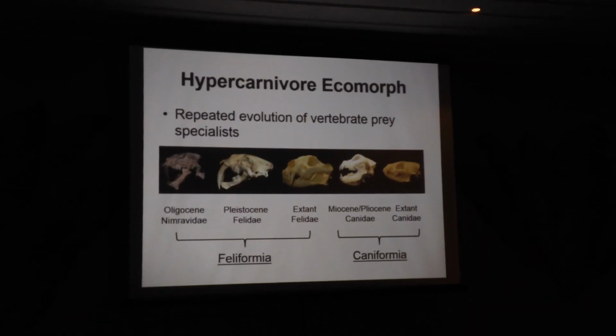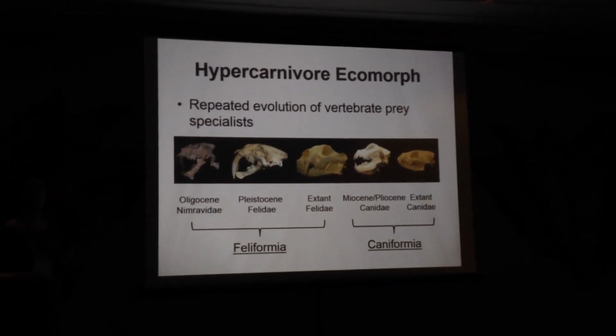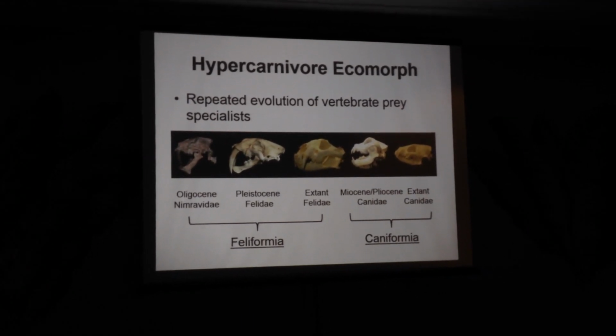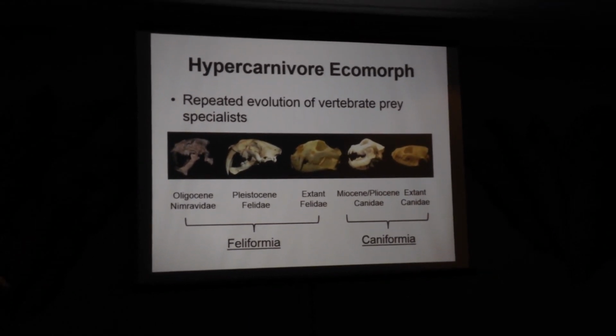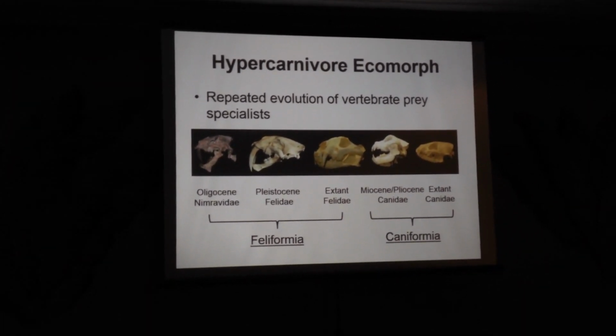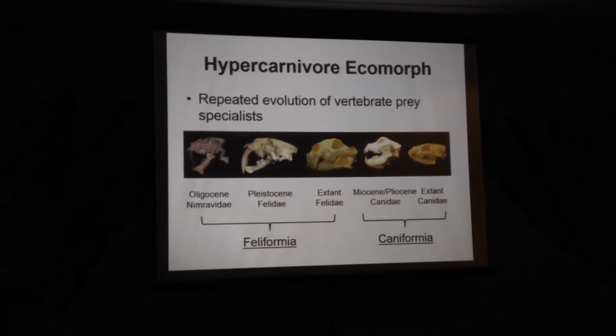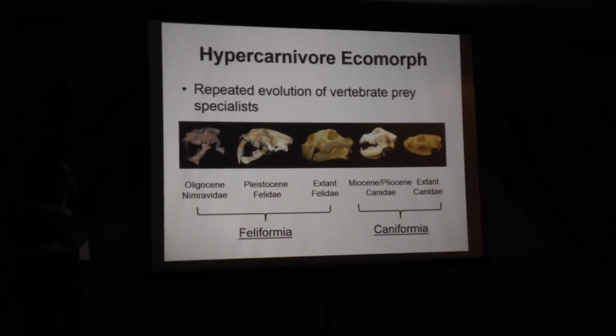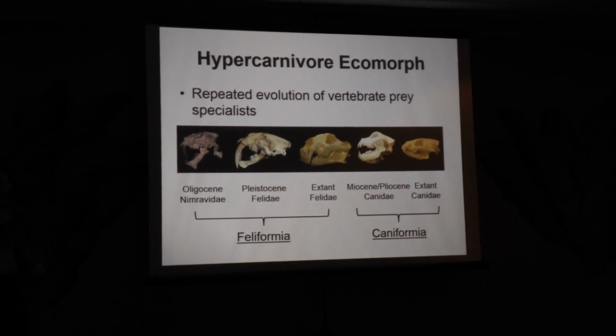And one of the most famous of these really is the hypercarnivore ecomorph. So throughout the history of both the feliforms and the caniforms, we have this repeated evolution of vertebrate prey specialists. I'm illustrating just a few of these here. And the people that study this the most are paleontologists.